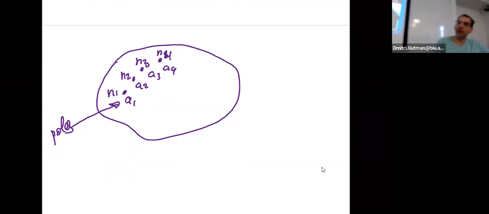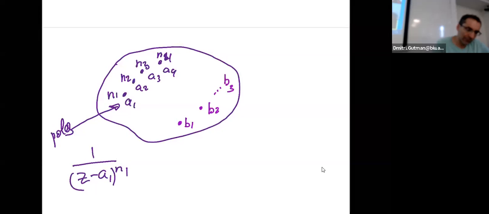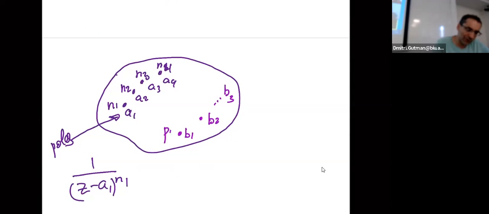So these are singularities of this function where the function behaves as z minus a1 to the power n1 near the point a1, and so on. So this is a set of isolated singularities. Each of them is a pole of some degree. And there's another bunch of points, let's call them B1, B2, B3, and so on. And these are the zeros of the function.